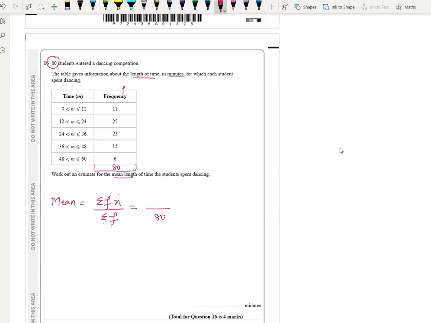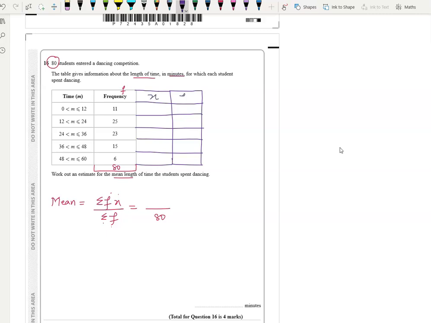So you need to get fx. So you have frequency. Now x is basically the midpoint of the classes. So what we'll do is add two more columns here. The first column is for x, which is the midpoint of each class, and the next column will be for fx. To find the midpoint of the class, you add both the end values and divide by 2.